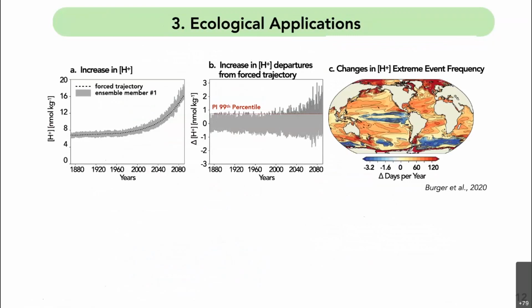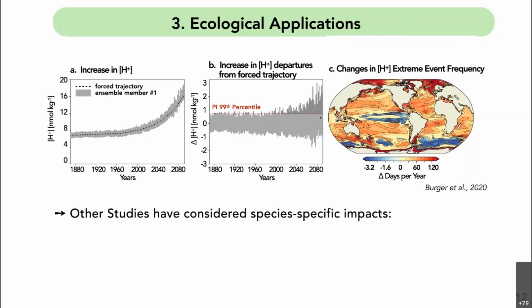And then finally, we highlight some ecological applications of large ensembles. So here, a study by Berger et al. shows changes in the extreme acidification events. So we can see an increase in acidity, increase in hydrogen ion concentration. And if the ensemble mean is removed, it reveals that there's a variance change in the system towards having more extreme hydrogen ion events. And this is on top of a background increase in acidification.